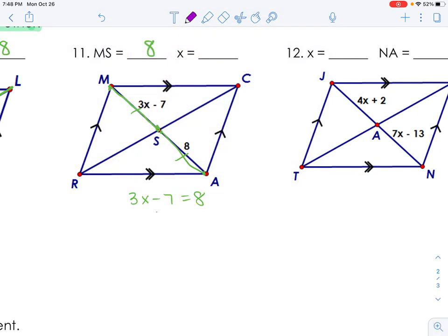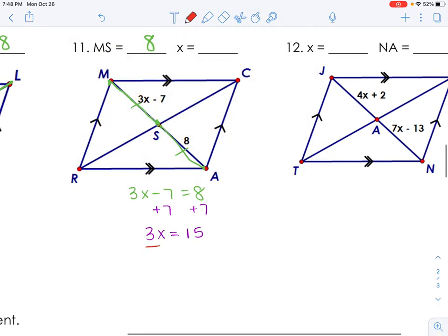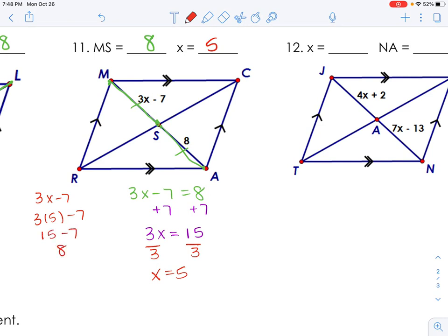When I solve this, the first thing I'm going to do is add 7 to both sides. And I get 3x equals 8 plus 7 is 15. Next, I'm going to divide both sides by 3. We get x equals 5. Now, we've already determined what MS equals, but it could be helpful just to double check our work. So I'm going to make sure that when I take 3x minus 7 and I plug in 5 for x, we indeed get 8. So 3 times 5 is 15, minus 7 is 8. So we did the check and we were right.